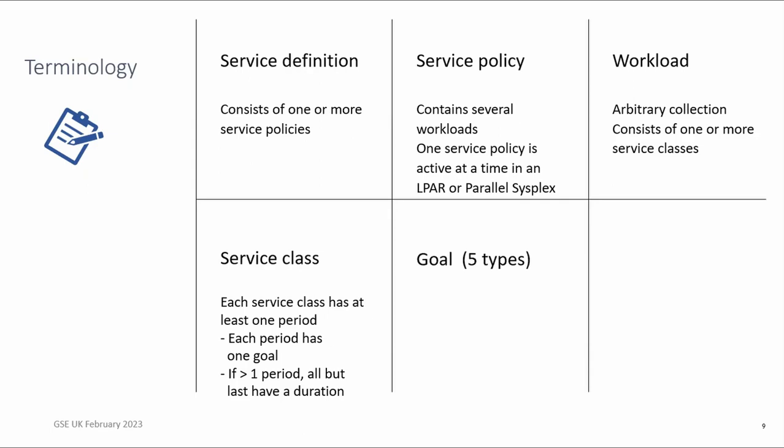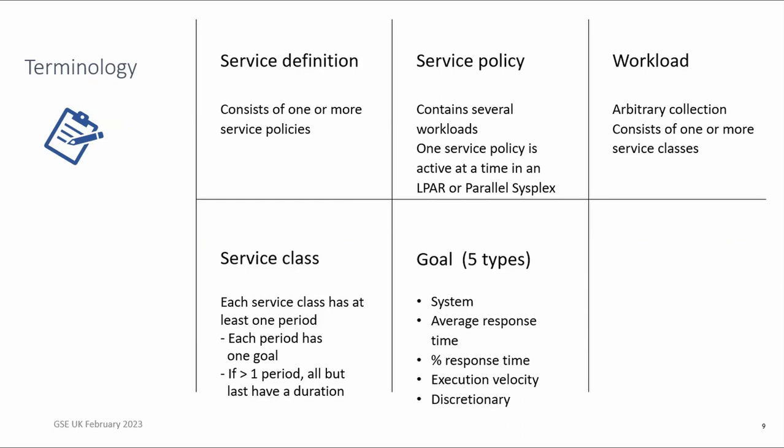So each service class period has a goal. What are goals? Well, there are 5 types of goals. There are system goals, average response time goals, percentile response time goals, and execution velocity goals, which I usually just call velocity goals. And finally, there is a goal called discretionary.